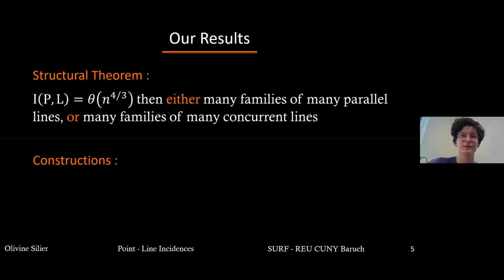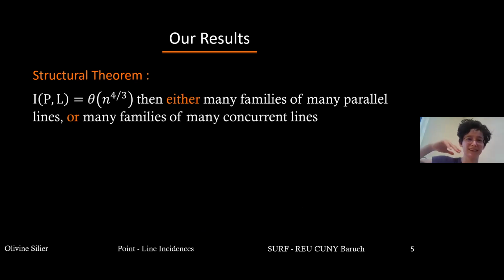Okay, so our results mirror this dichotomy between a structural theorem and a construction that then matches the upper bound from below. Our structural theorem, or at least this is the main result that I'm going to be presenting today, says that if you are in the case where you have this maximal number of incidences, written here in asymptotic notation, then you're in one of two cases. Either you have many families of many parallel lines, or you have many families of many concurrent lines.